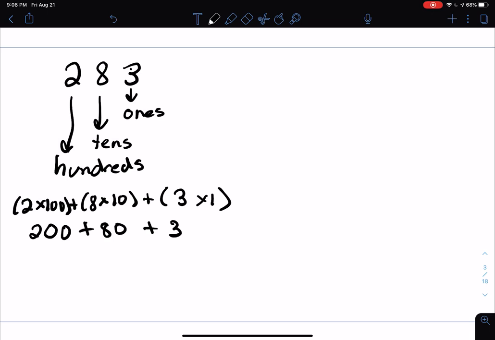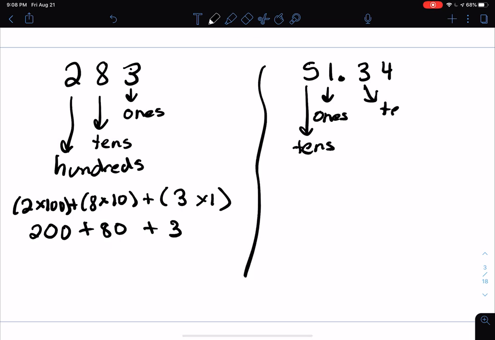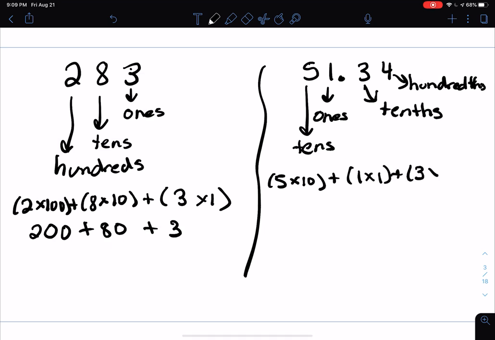And if you have a decimal, same kind of idea, but you also have those tenths, hundredths, thousandths you're dealing with. So like if you have 51.34, to the left of the decimal, you have 1's and 10's. And then to the right of the decimal, you have tenths and hundredths. So what do you got there? Well, you got 5 groups of 10. You've got 1 group of 1. You've got 3 groups of tenths, and you've got 4 groups of hundredths.